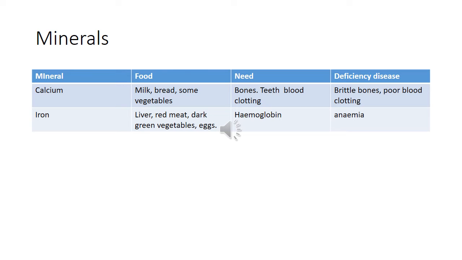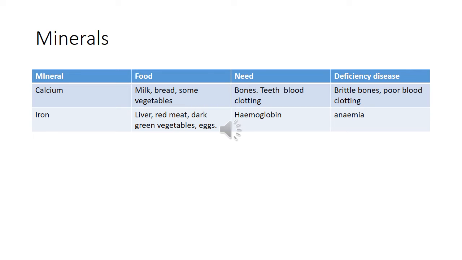Iron can be found in stuff like liver, red meat, different dark vegetables, also stuff like red wine and chocolate. And it's used for making hemoglobin, which we'll talk about later, which is the part that makes our blood red and is crucial in transporting oxygen in our circulatory system.